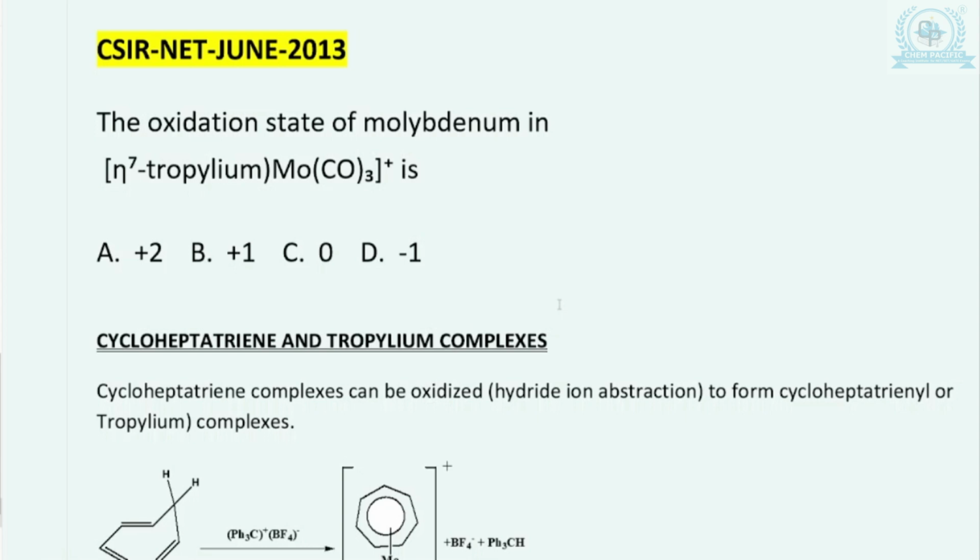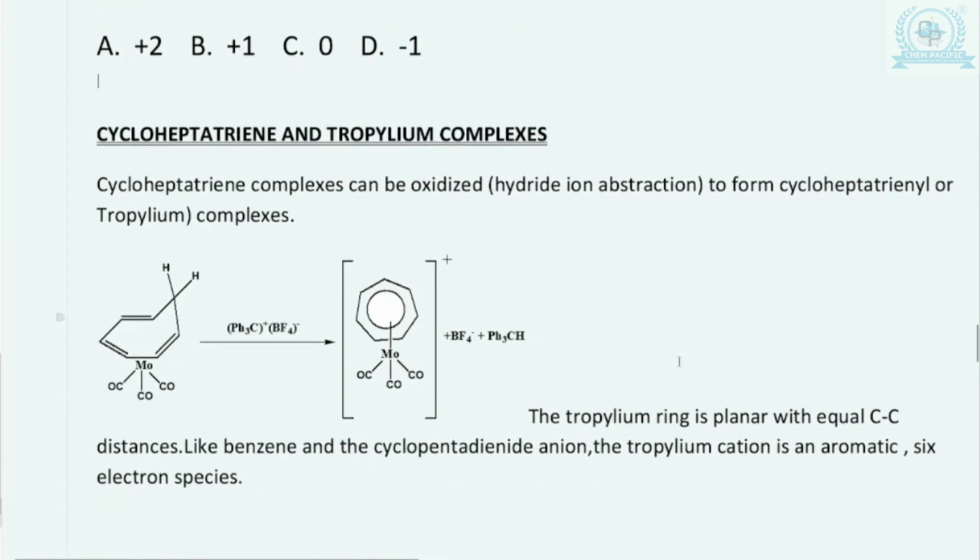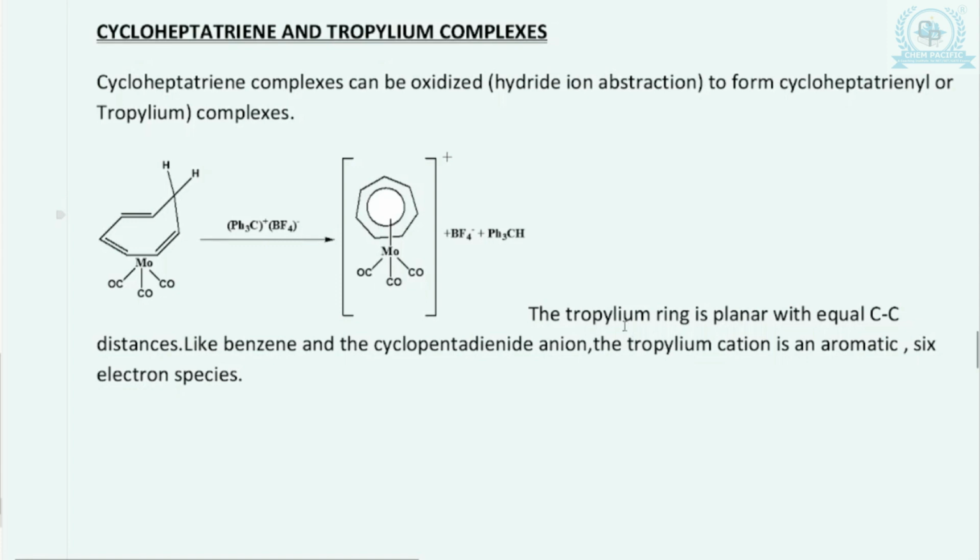Now they're asking for the oxidation state of the molybdenum in this. To answer this question, let us study this theory. This is the cycloheptatriene and tropylium ion complexes. Now, this is very important. In this complex, it is resulting in the hydride ion abstraction.